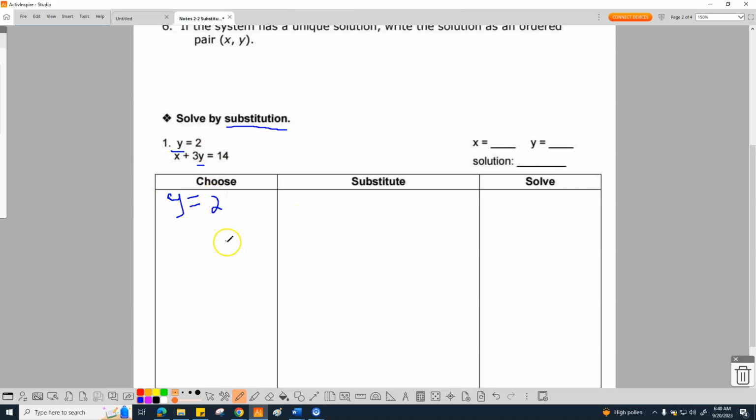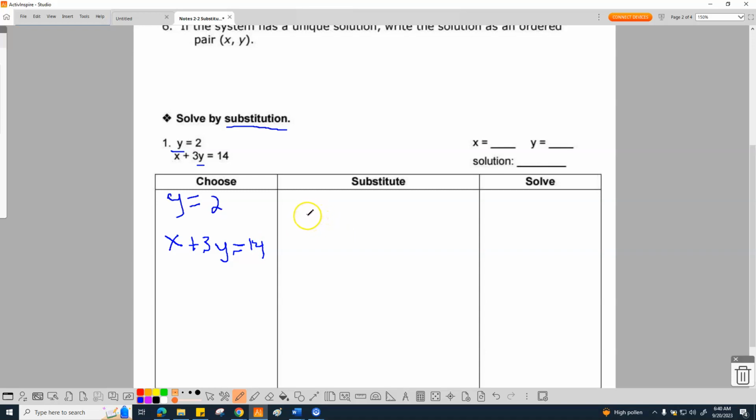And which one am I going to shove it into? I'm going to shove it into this one, x plus 3y equals 14. If you're lost, just bear with me. It'll make sense in a second. Oh, that's beautiful looking. Look at that beautiful handwriting. Hopefully it'll get better as I do this.